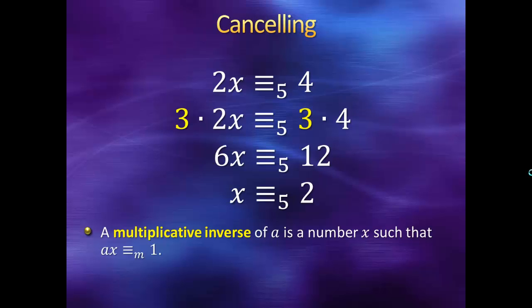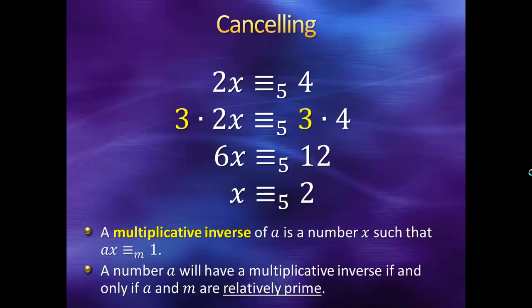But by our result earlier, we can find out just when we will have an inverse. The congruence ax is congruent to 1 mod m will have a solution if and only if the greatest common divisor of a and m divides 1. And since the only number that divides 1 is 1, we can conclude that a and m must be relatively prime.